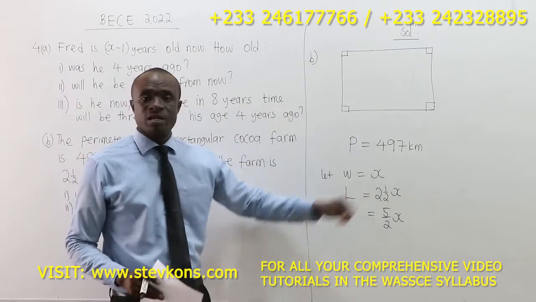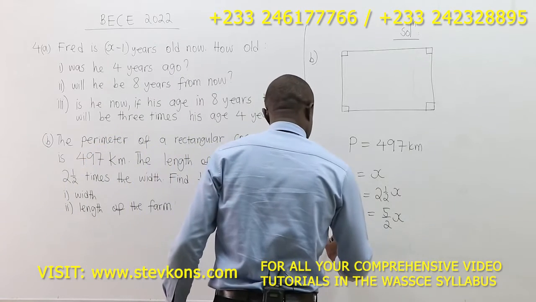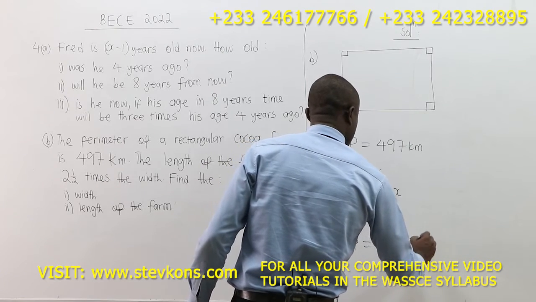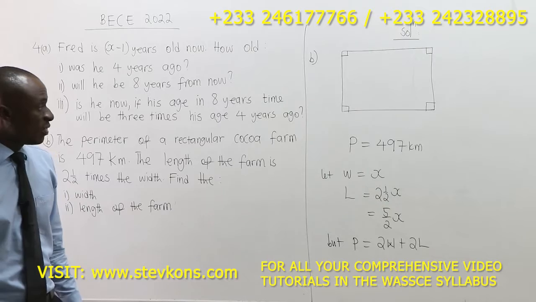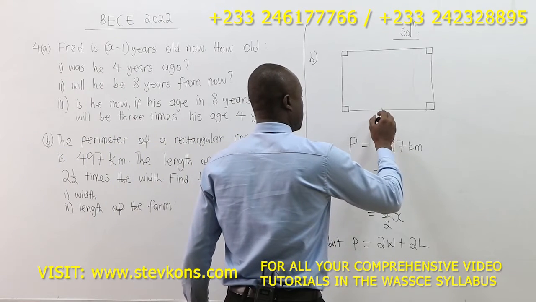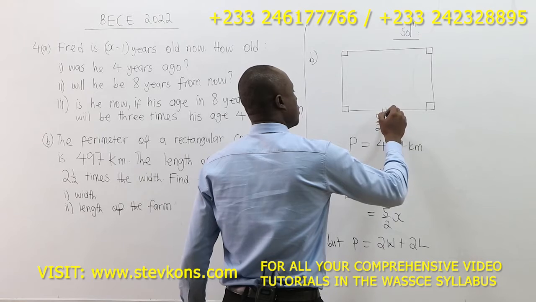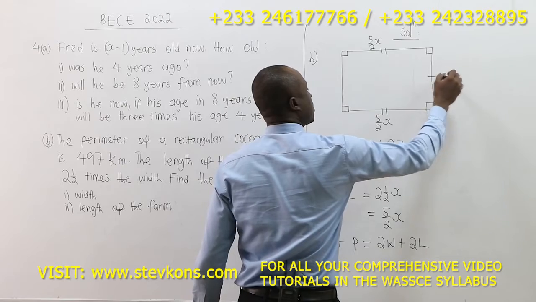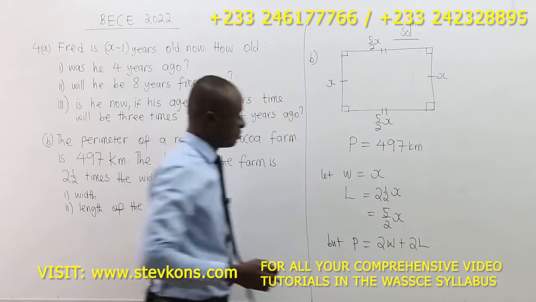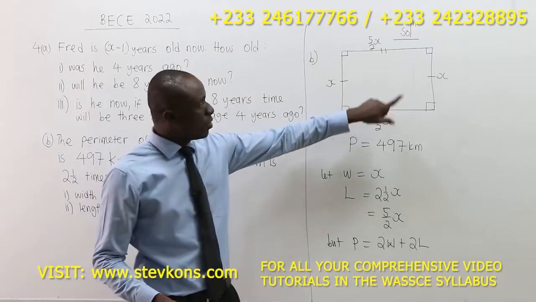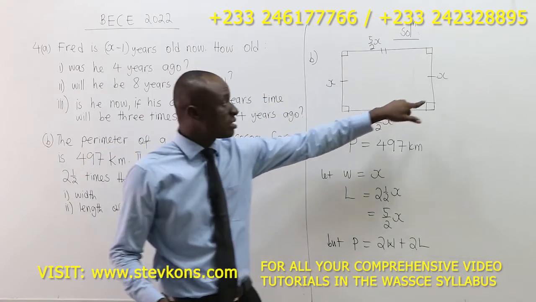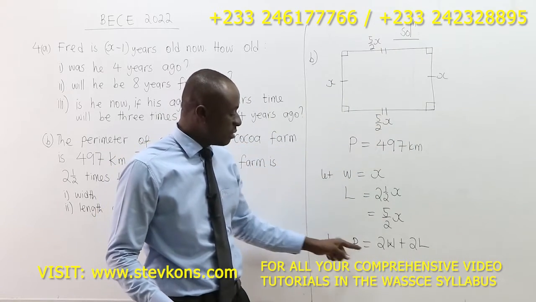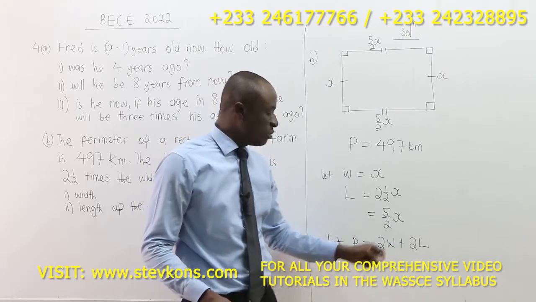Now, what is the perimeter? Perimeter is 497. But P, which is our perimeter, is 2 times the width plus 2 times the length. So if this is the length, that is 5 over 2X, this side and that side is the same. So the width is X. So either we add all the perimeter, total distance around it, that is this plus this plus this plus that, equal to 497, or using the formula 2 times L plus 2W, or 2W plus 2L.